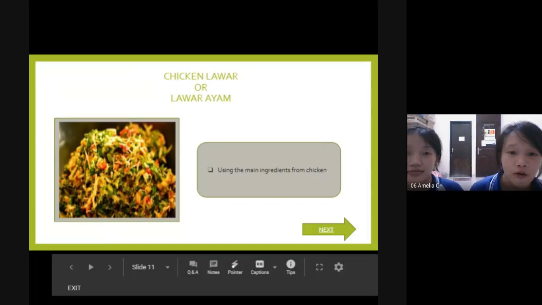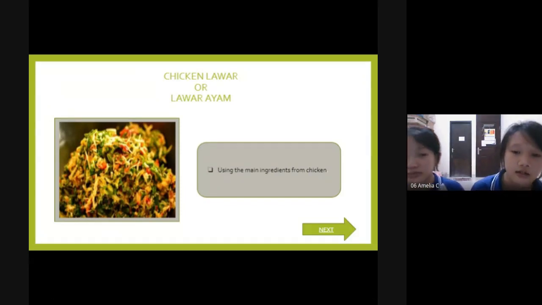Chicken lawar, or lawar ayam, uses the main ingredient of chicken.